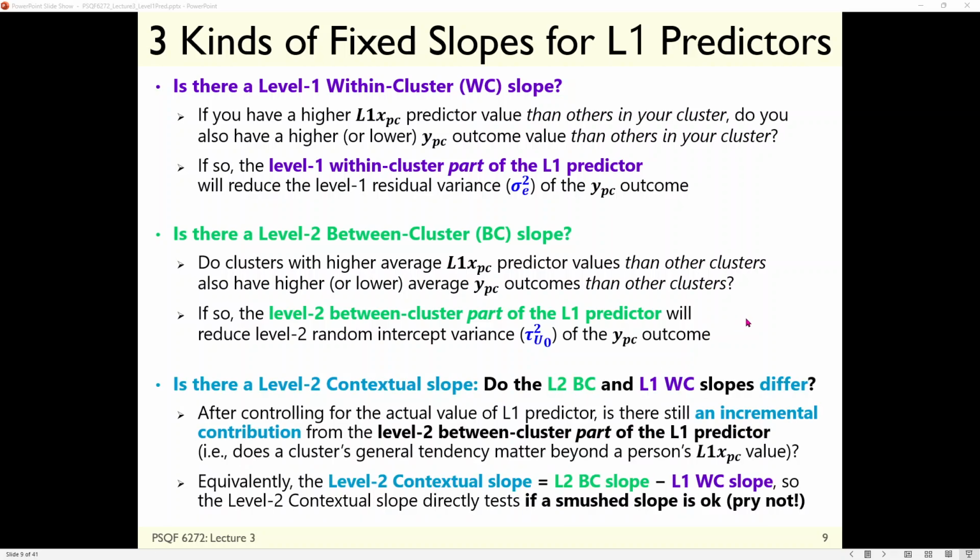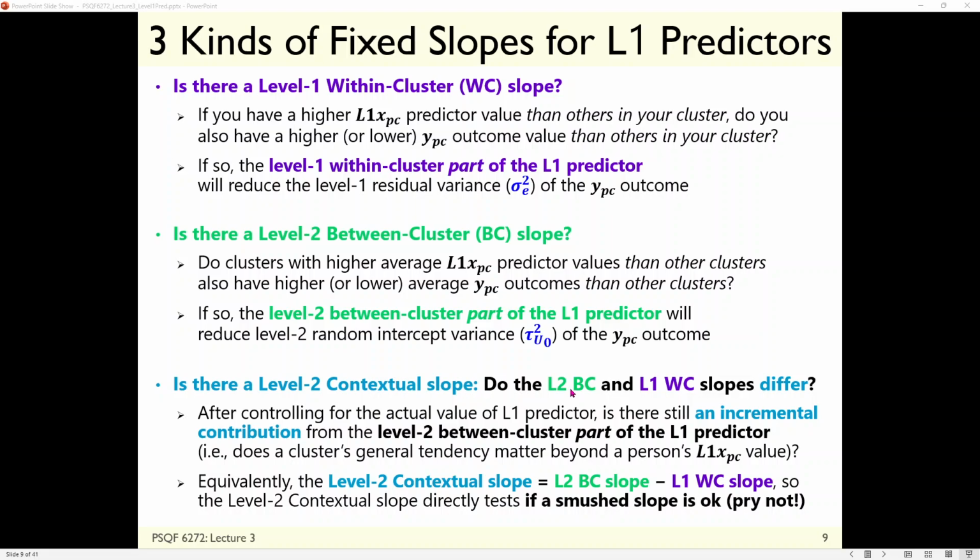There's a third one, and this is one that is sometimes harder to think about, but in cluster data is almost always of greater interest. There is another version of a level 2 slope, between and contextual. They're related, but they're not synonyms. Contextual you can understand a couple different ways.